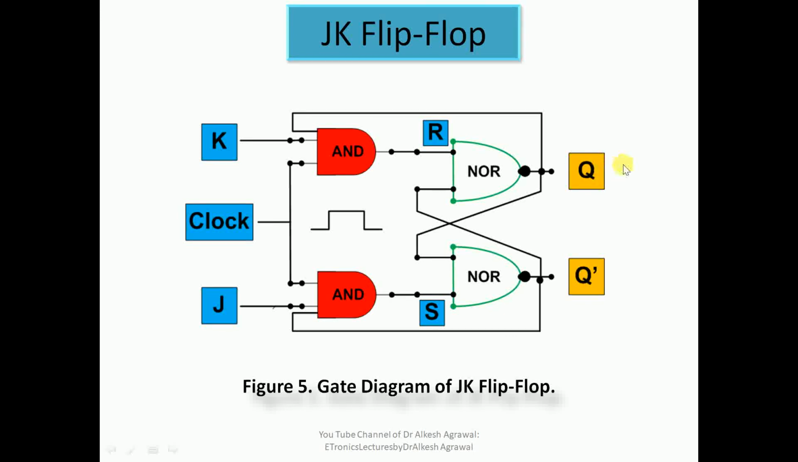So what I mean to say is, you can compare that this gate diagram is very much the same as the SR flip-flop, except that we have feedback from Q to this input of the AND gate and Q bar to this input of the AND gate. The rest of the things are the same if we compare the block diagram of the JK flip-flop with the SR flip-flop.